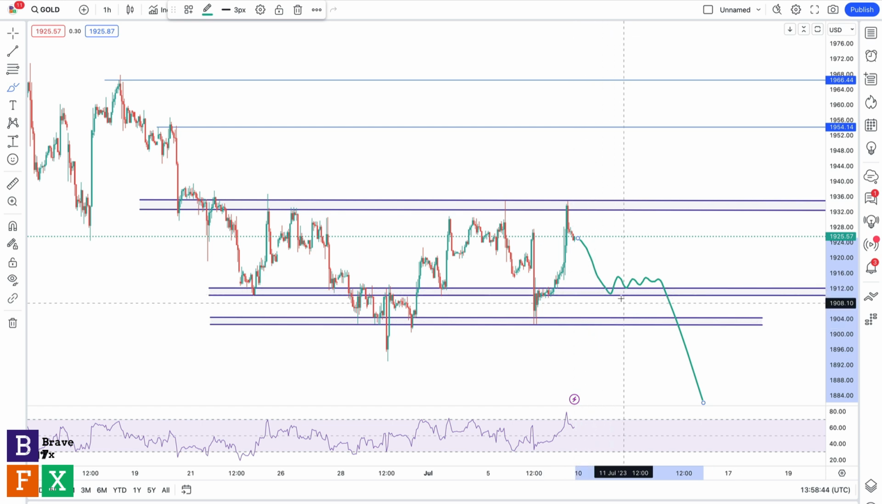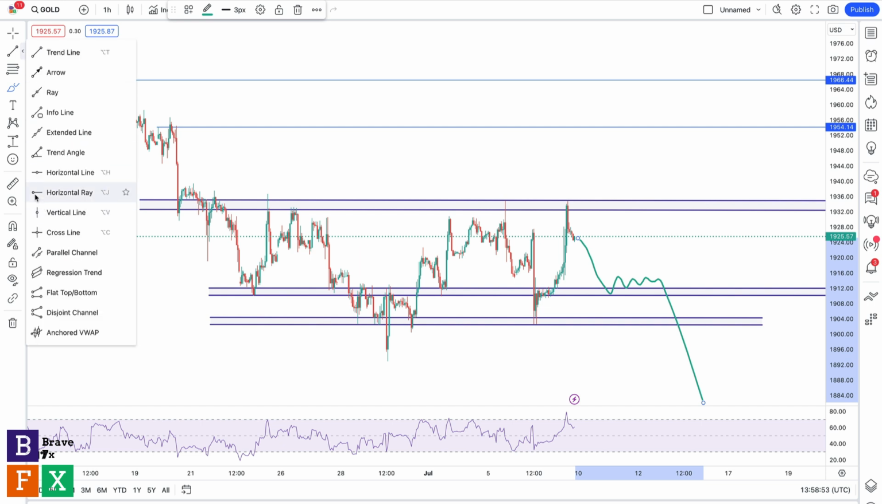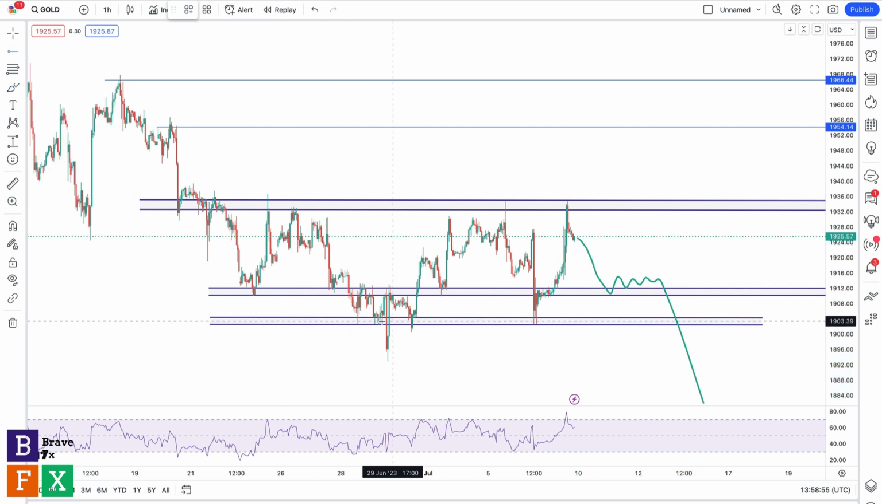So I'm first of all going to go short when we consolidate like this and take out this lower area of value, and my first target is going to be around this price level. Then I'm going to adjust my stop loss to my entry, that's known as break even, in order for me to run a risk-free trade, just in case we take out this lower level. So this is my brief outlook for gold.